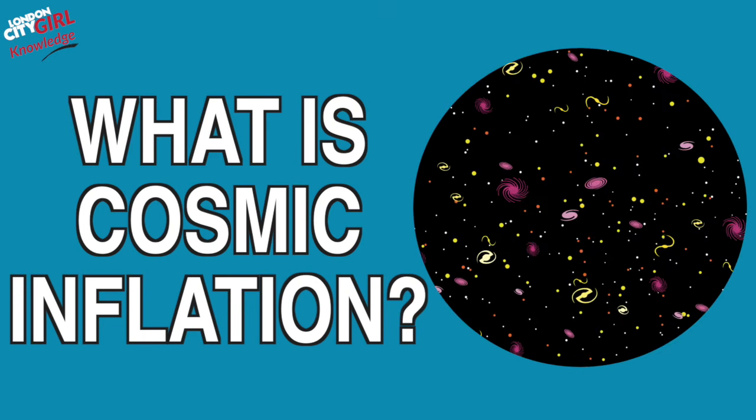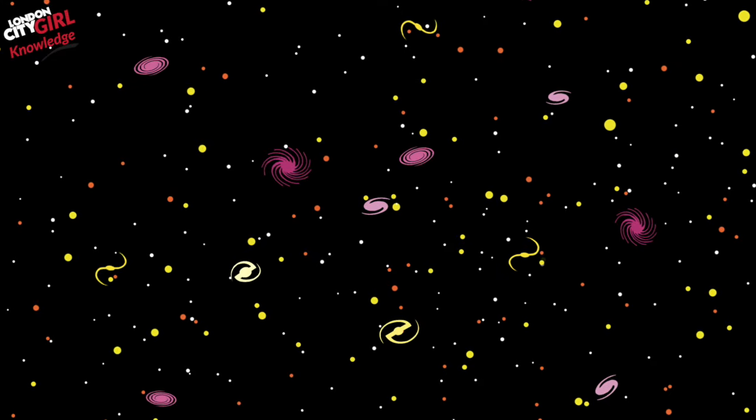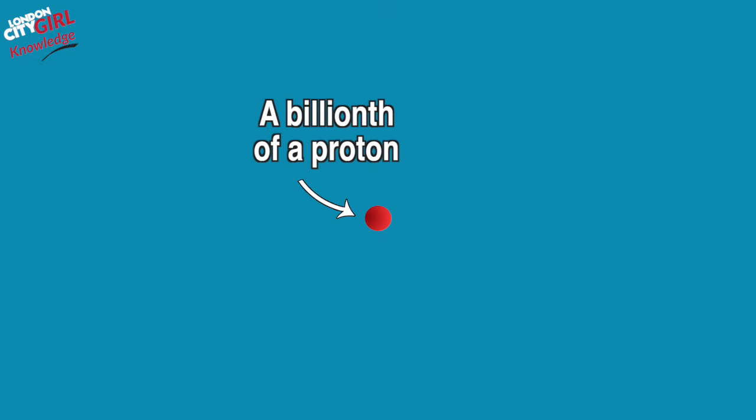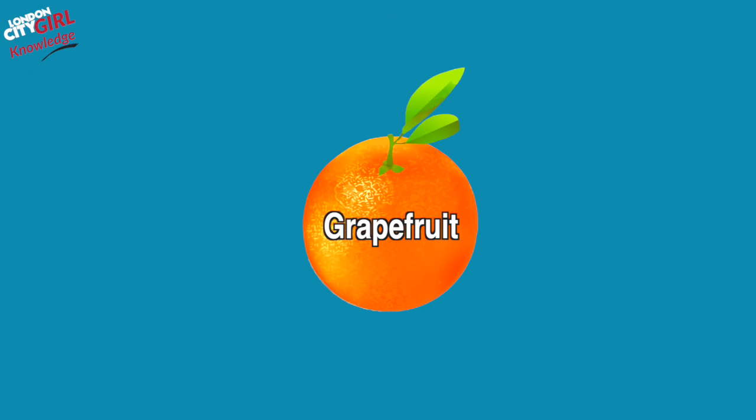What is cosmic inflation? At the very beginning, our universe went through a period of exponential, faster than the speed of light stretching of space, known as inflation. The stretching was caused by a repulsive form of gravity, and the universe doubled in size at least 100 times, going from the size of a billionth of a proton to the size of a grapefruit.